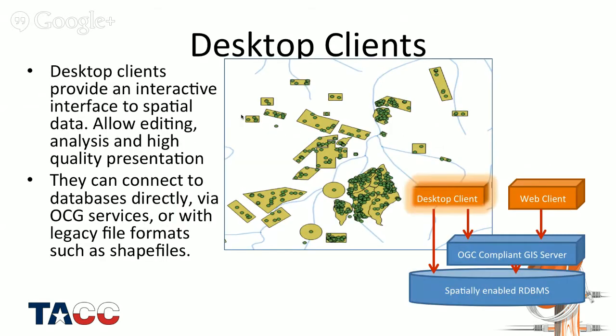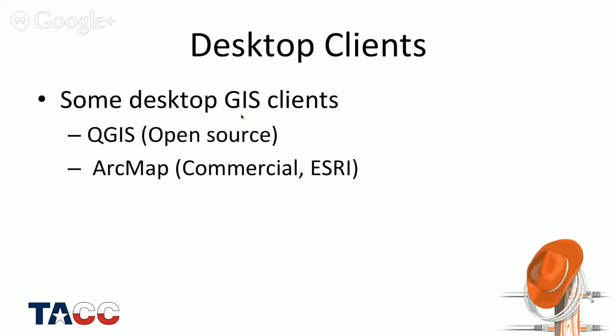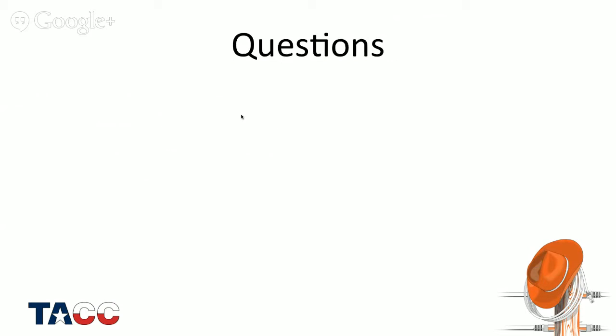And then there are desktop clients that allow you to do things like editing or more detailed analysis or really, really high resolution images, all of those kinds of things. And there are both open source and commercial examples of these. QGIS is the open source one here, and ArcMap, again, that's part of the ArcGIS suite.